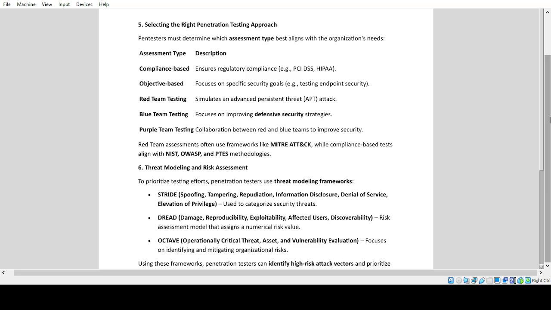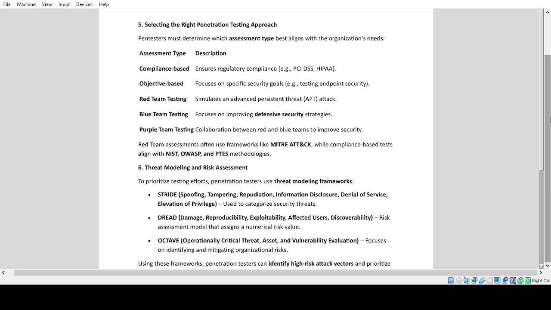6. Threat modeling and risk assessment. To prioritize testing efforts, penetration testers use threat modeling frameworks. STRIDE: spoofing, tampering, repudiation, information disclosure, denial of service, elevation of privilege, used to categorize security threats.